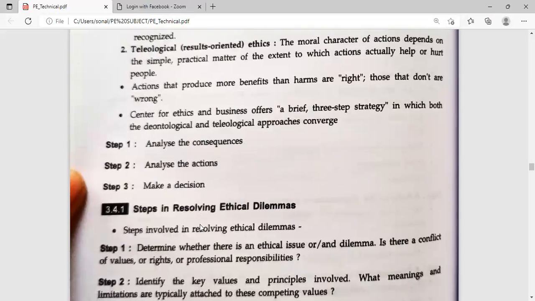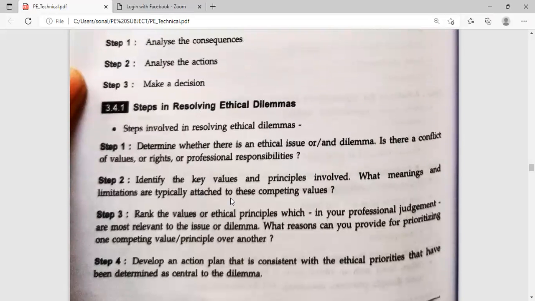Okay, now steps in resolving ethical dilemmas. Step 1, determine whether there is an ethical issue or dilemma. Is there a conflict of values or rights or professional responsibilities? 2, identify the key values and principles involved. What meanings and limitations are typically attached to these competing values?